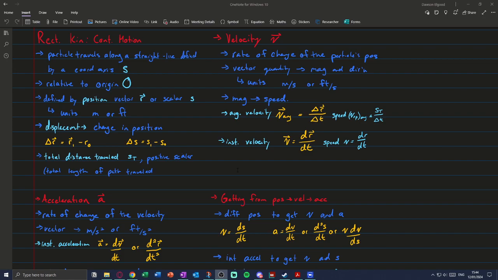The units for this are going to be meters or feet. We're going to be using both SI and imperial. It's going to go back and forth in this class.